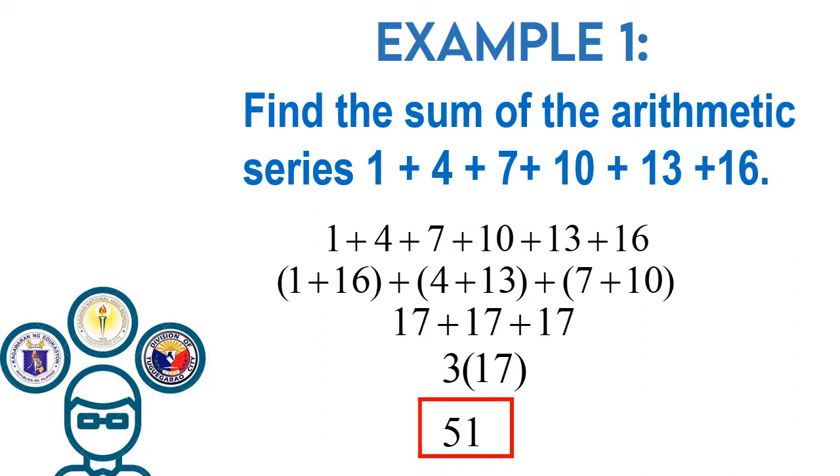It is interesting to note, class, that 17 is the sum of the first term and the sixth term, 1 and 16 in this case, and 3 is simply half the number of terms, which is 6 in this case. This idea, class, is going to be used in the next example.